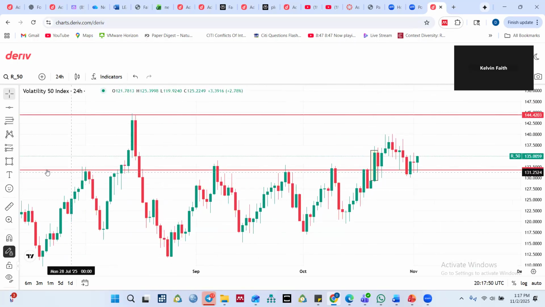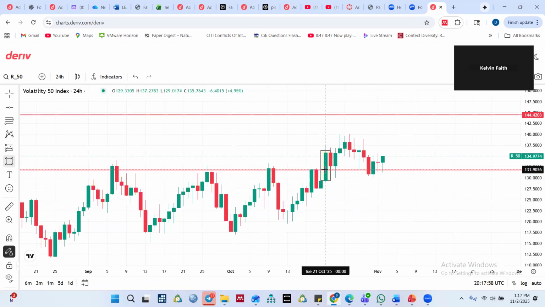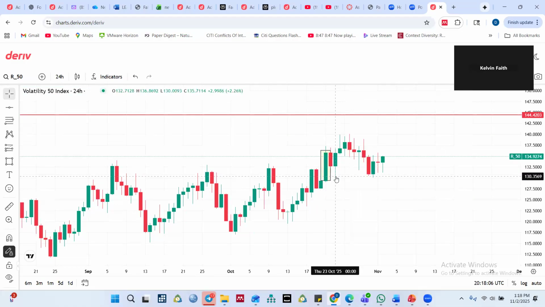Okay. And we've also already explained that there are sellers here. That's why price is hitting there and dropping. So now that we've closed above the sellers, we can now find buys. So that is the original analysis we did yesterday.